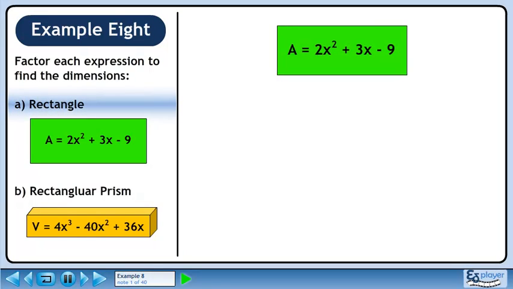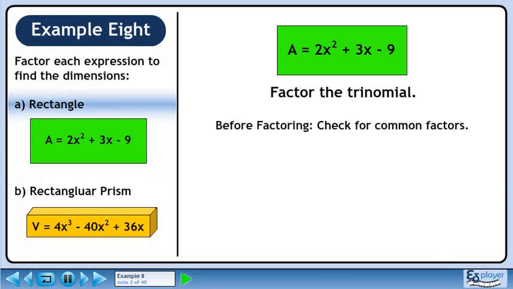In this example, we will factor each expression to find the dimensions of a shape. In part A, we will find the dimensions of a rectangle. Factor the trinomial 2x squared plus 3x minus 9. Before factoring, however, we should check for common factors. There are no common factors in this trinomial.